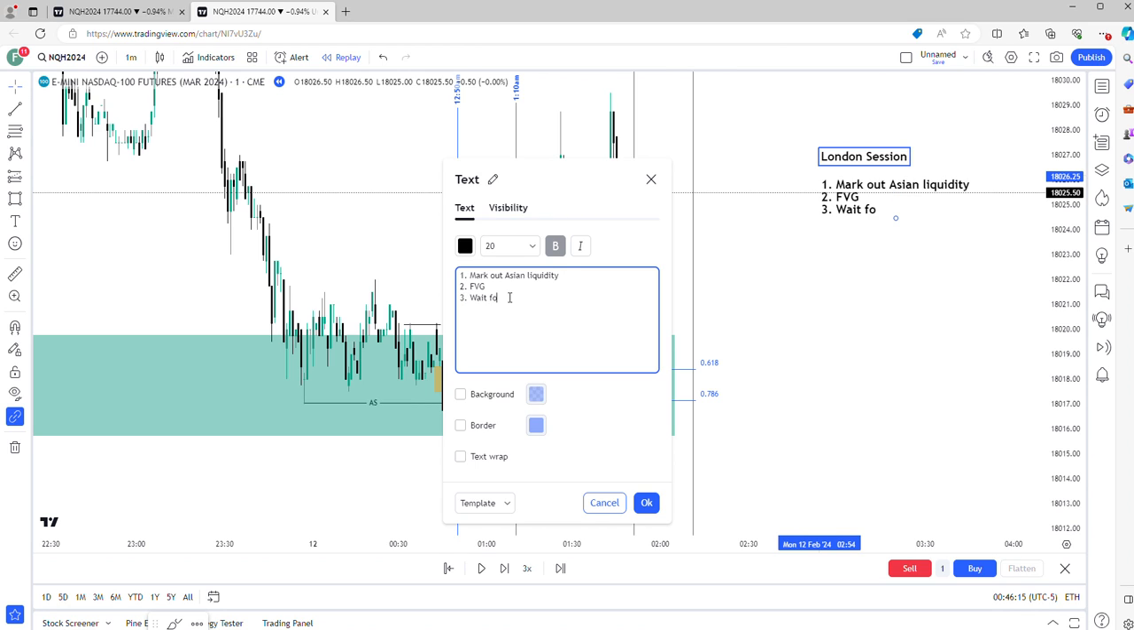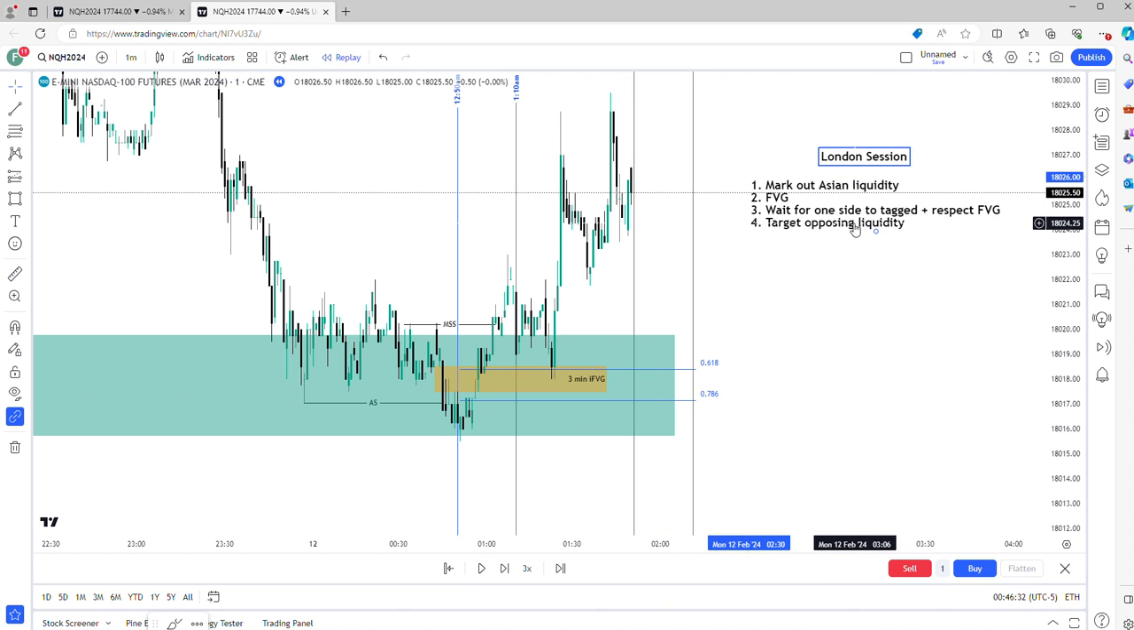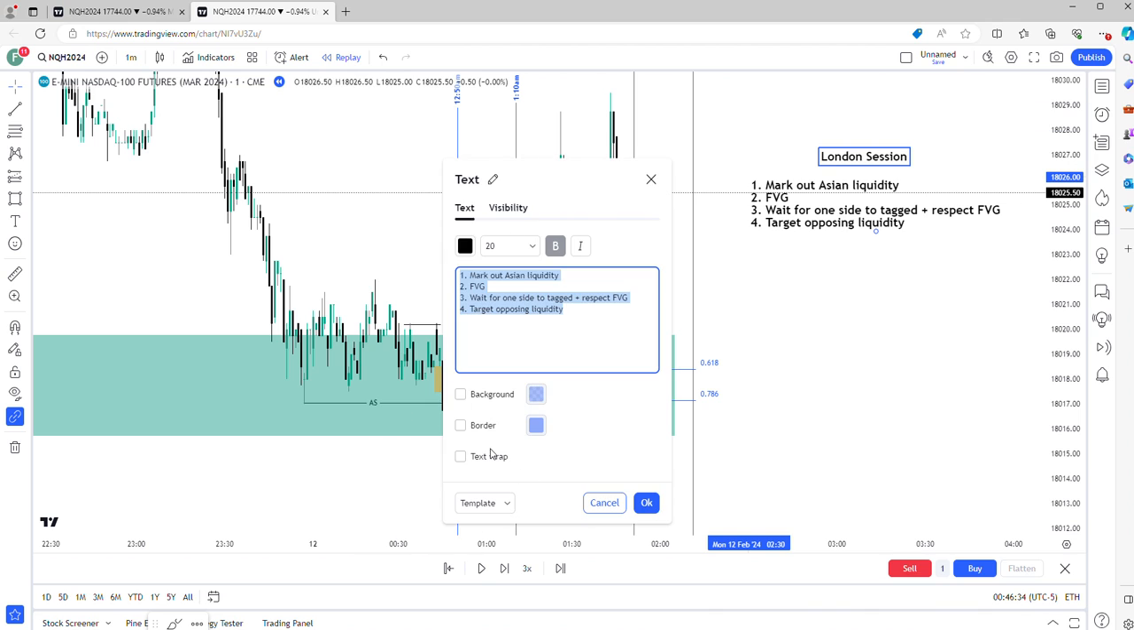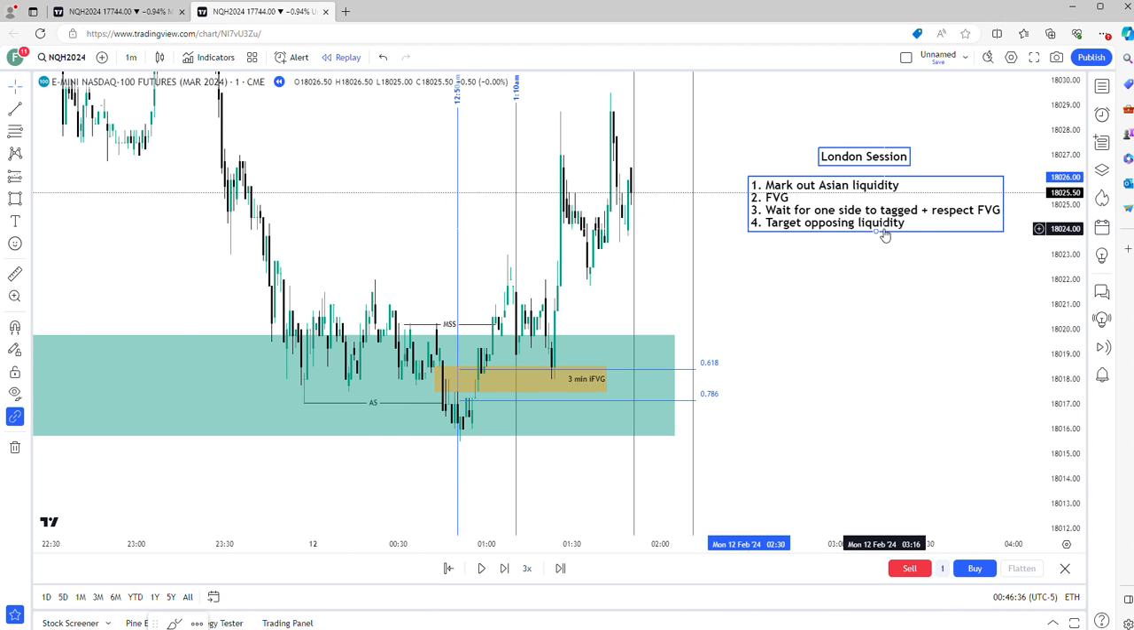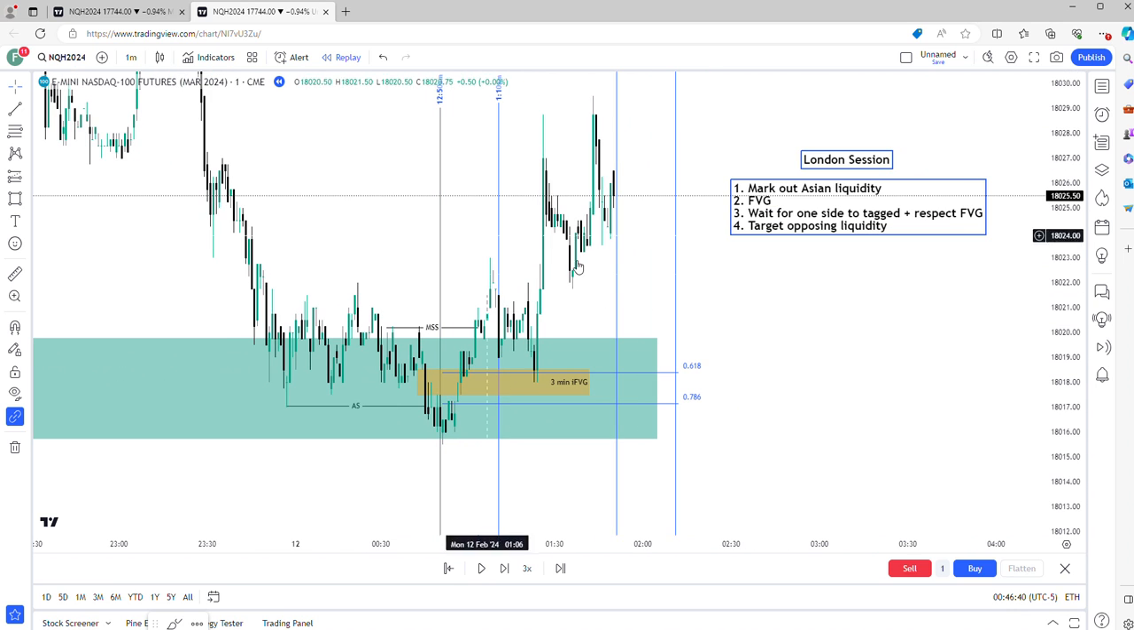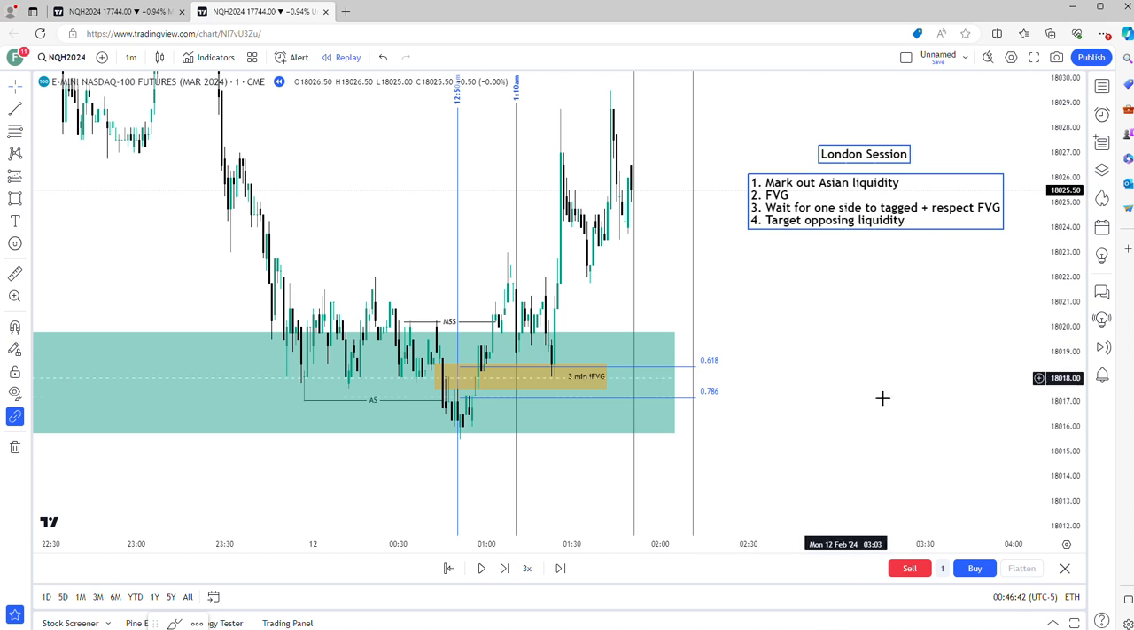We're going to wait for one side to be tagged, plus respect a fair value gap, and then we're going to target the opposing liquidity. Simple as that, right? Simple as that. Now, this is the basis of most of the trades that I take, right? There are some variations, of course, which we can talk about as we go through the other days, but this is generally speaking what we're doing. The entry model depends on you, and it depends on using macros too. So that's kind of what we're working with.